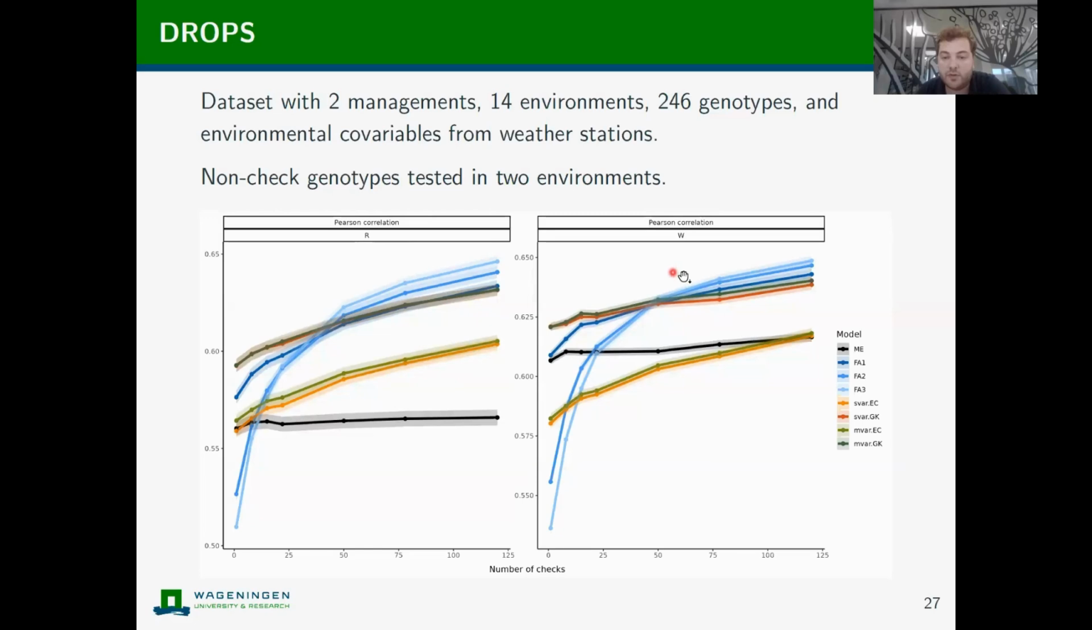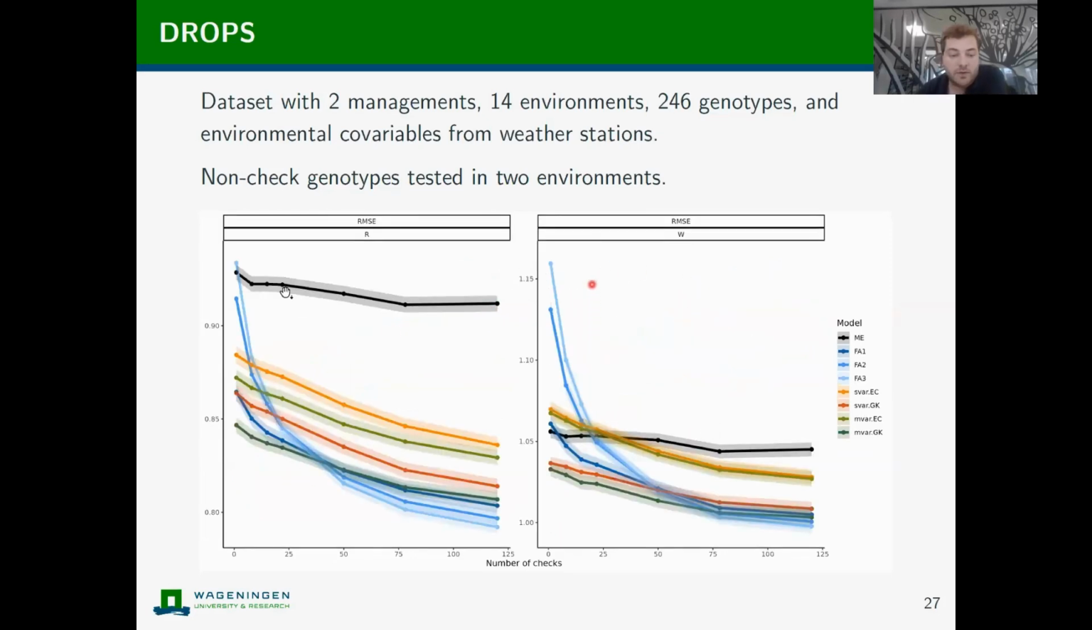That was for the rain-fed management. This is for the watered environment management, but we see more or less the same thing. If we then look at errors, we see something similar. We also see that having multiple variances in this case results in slightly lower errors, again, up to about 40 checks.